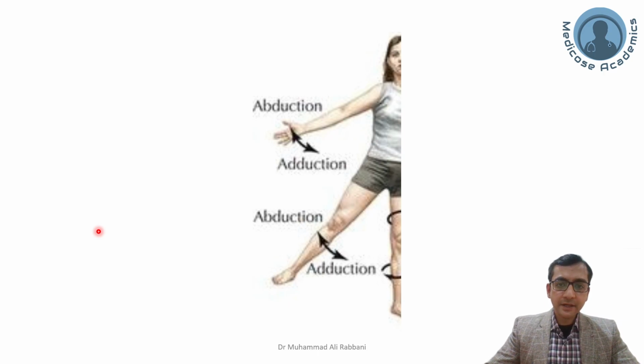So this is the abduction and adduction of the shoulder joint. This is the abduction and adduction of the hip joint.